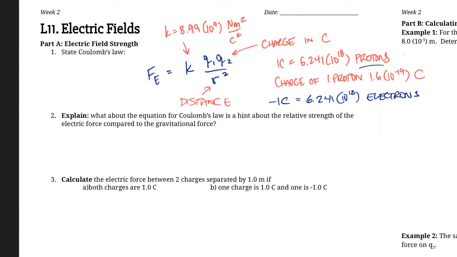The next question asks us how it's comparable to Newton's law of gravitation. I'm going to leave that for you to think about. But the key is, look at this constant. Compare this constant in the electrical force equation to the constant that's used in Newton's law of gravitation. That should tell you something about the relative strengths of those forces.